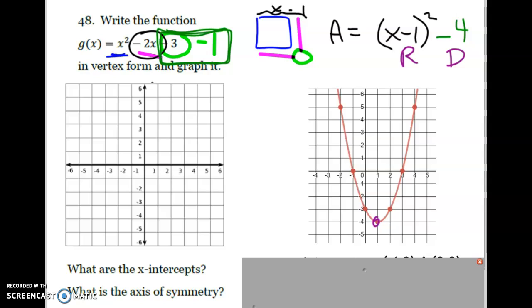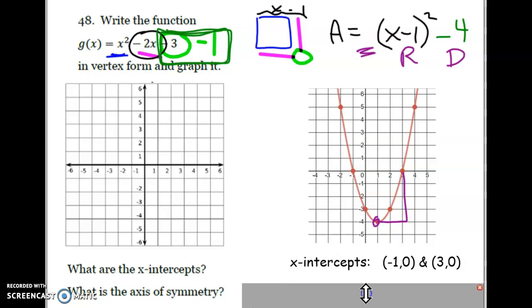And on this one, it has not been stretched or reflected or compressed because the a value was just a 1 in my standard form and in my vertex form, so the key points are normal. You can see if you follow those key points over 2 and up 4 that you have nice neat x-intercepts on this one, which are at (-1, 0) and (3, 0), and then that axis of symmetry again cuts it into 2 equal symmetric parts, so x equals 1 is the axis of symmetry.